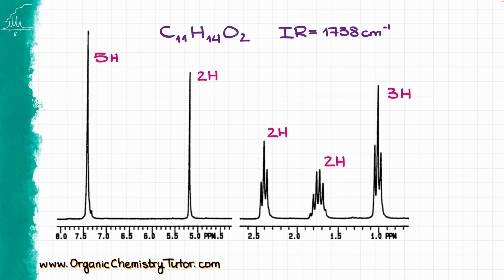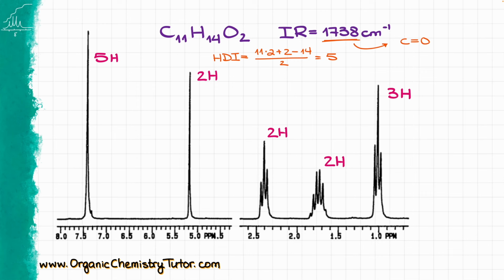Oof. And the last one that I have for today looks like a lot of fun. I have a relatively large formula, so we are going to start by calculating the hydrogen deficiency index for this one, which is going to be 5. So again, likely we might be seeing the aromatic ring there. I have a 1738 reciprocal centimeters IR peak, which is a good indication of a carbonyl, so I'm going to put that over here as well. So between the aromatic ring and the carbonyl, that would account for all of our degrees of unsaturation.